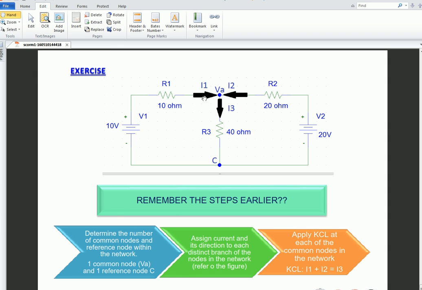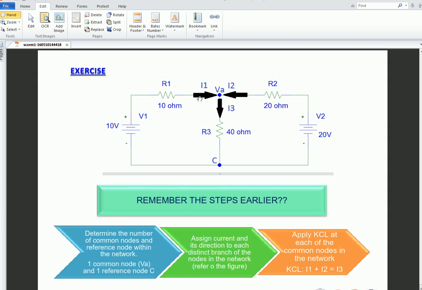I1 will be equal to (10 minus VA) over 10 ohms, that is, (V1 minus V2) over R. V1 is the voltage of the point where the current is entering, V2 is the voltage of the point of the resistance where the current is leaving, divided by the resistance. Just like Ohm's law, V is equal to IR, where V is the differential voltage across the resistance, I is the current through the resistance, and R is its value.